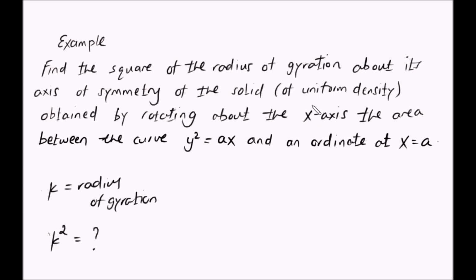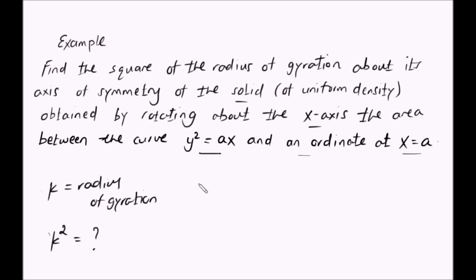Maanake we are dealing with a solid of revolution. So by rotating what now about the x-axis? By rotating the area between this curve, y square is equal to ax, and this ordinate x equals to a. So there's an area formed between this curve and this ordinate. When we rotate that area about the x-axis, we get a solid. So find now the radius of gyration of that solid.